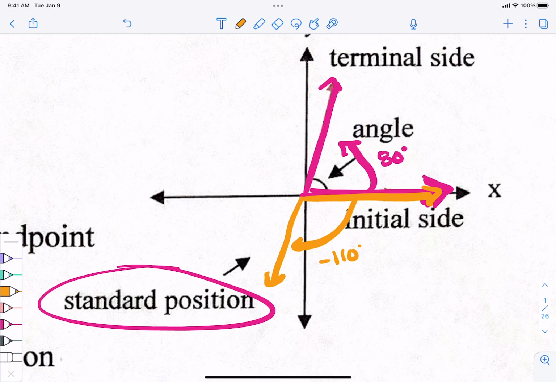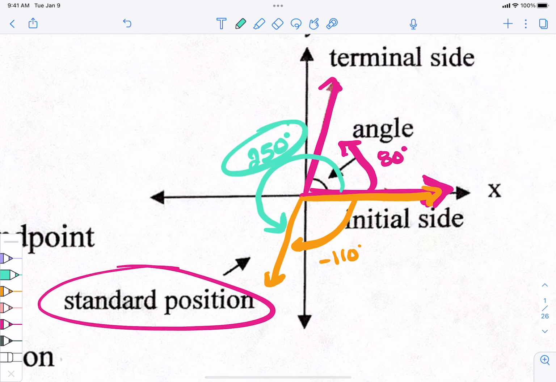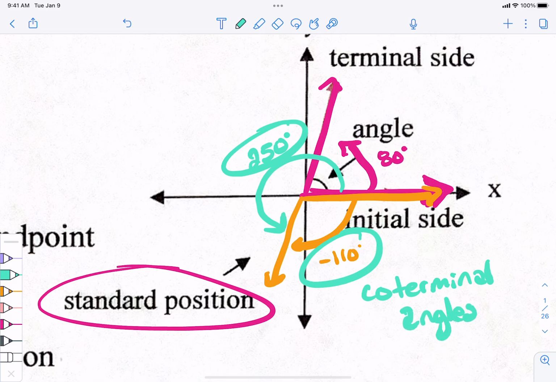Now, if you go the other direction, we're just learning all sorts of stuff already. If you go this direction, that would be how many degrees? 250 degrees, right? 250 degrees and negative 110 are things called co-terminal angles, because they have the same stopping place. Negative 110 is the same thing as 250 degrees.